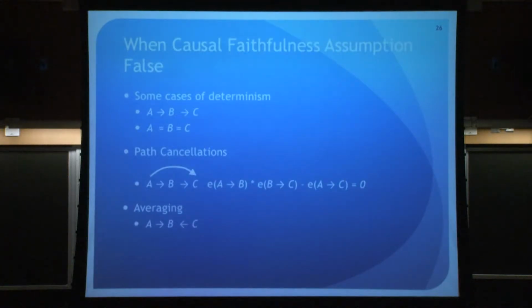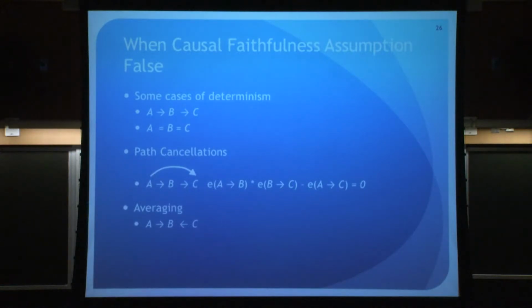So faithfulness can actually fail in a number of different ways. It can fail when you have some cases of determinism. So if you have A causes B causes C, but A equals B equals C, you will actually get extra conditional independence relations that hold even though they're not entailed by the graphical structure. They're entailed by the graphical structure plus the fact that these three variables are equal.